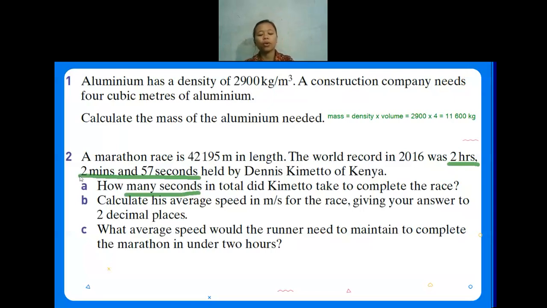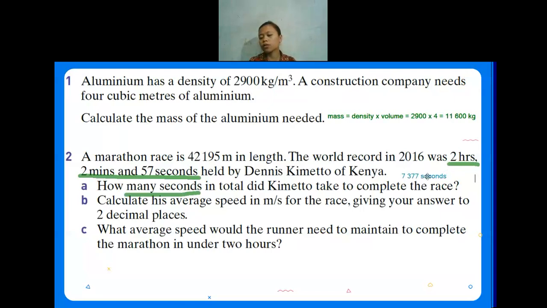Is there anyone who wants to help me? Yes, we have to find the time because it asks how many seconds in total. We are going to find the time taken, 2 hours, 2 minutes, 57 seconds, but the question wants you to give it in seconds. 7,377. So it will be 7,377 seconds.